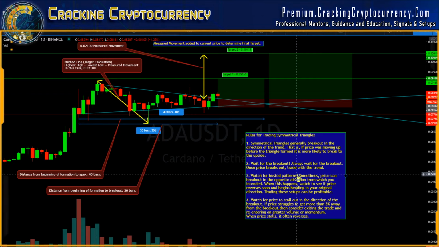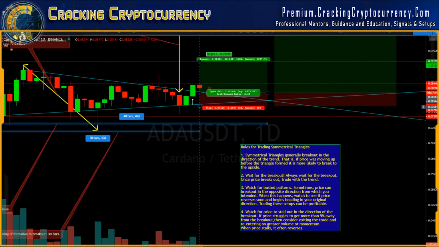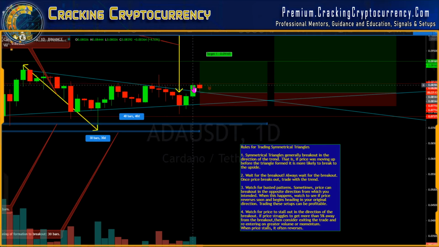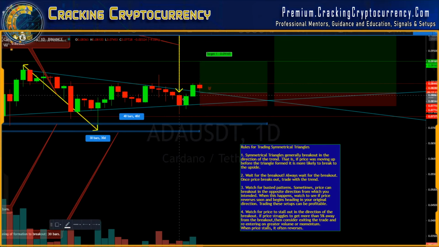And the last thing is watch for price to stall out in the direction of the breakout, once the breakout occurs. So that is what we have to watch right now. As we can see, price did close above the upper boundary of this trend line, and so far is forming a doji. Right now, this is all completely fine.